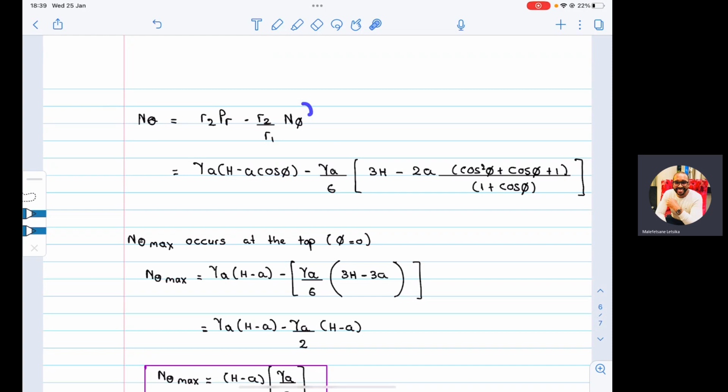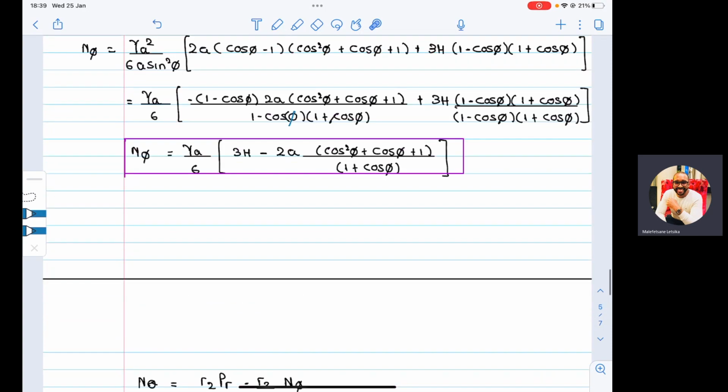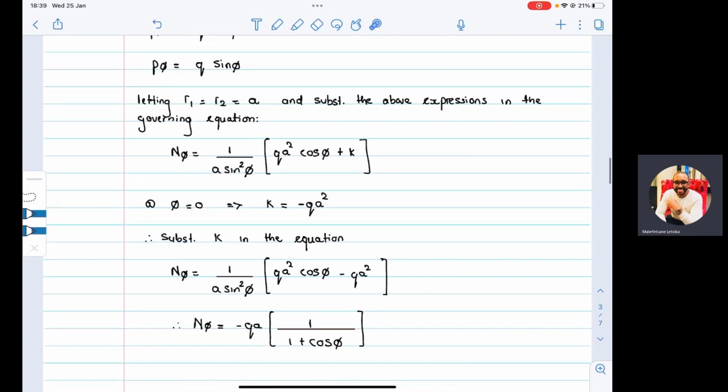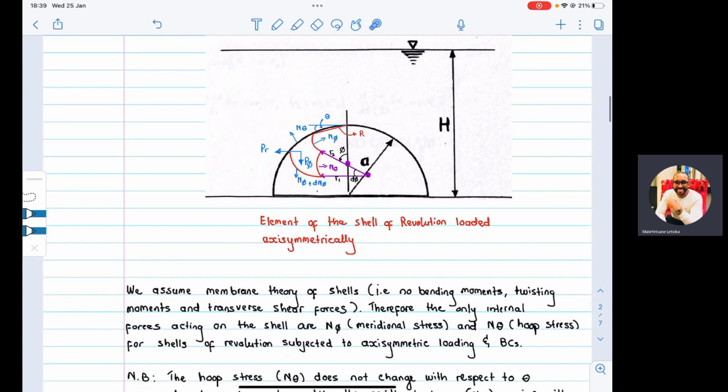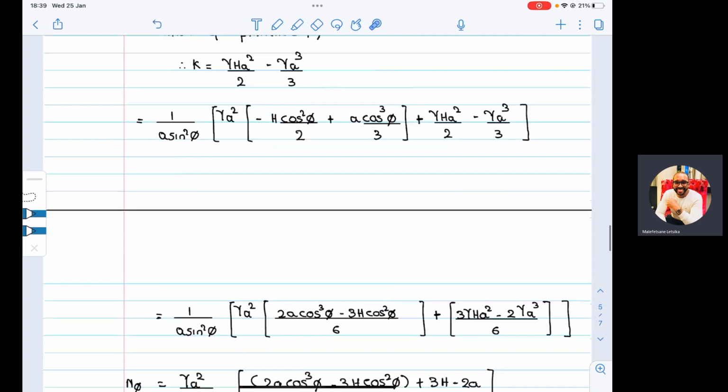And then from there, you just have N phi. So basically this is minus N phi, which is your meridional stress. Now we know, as I discussed with you, that the hoop stress is at its maximum here at the top, where phi is 0. So that's your maximum hoop stress.